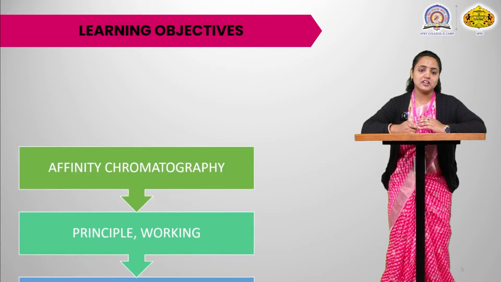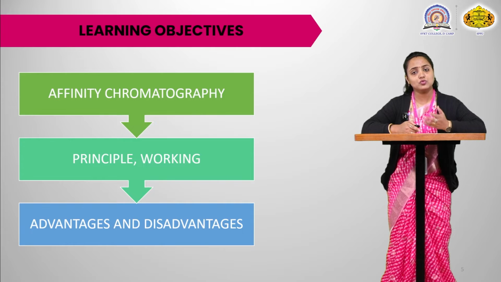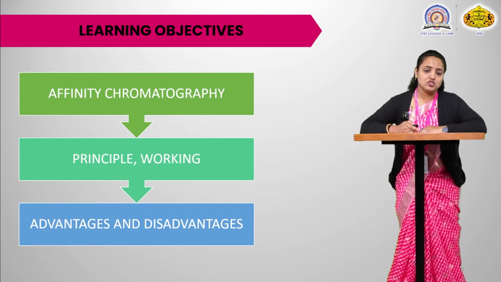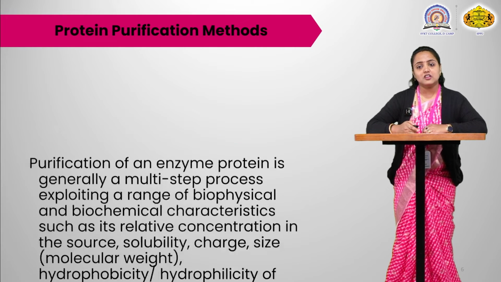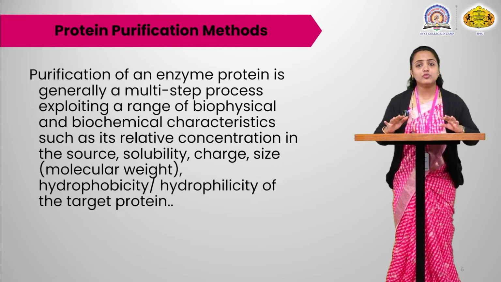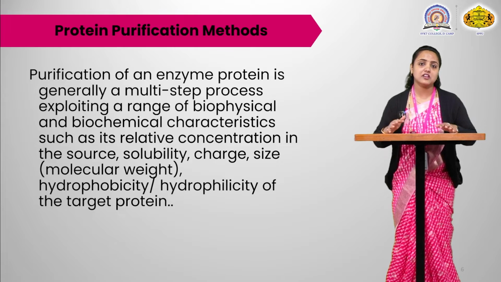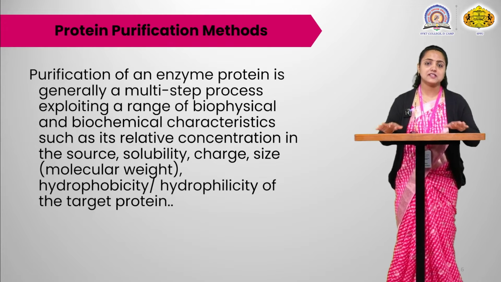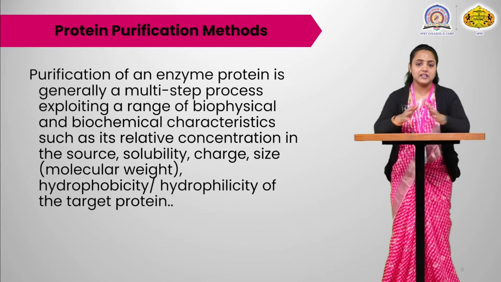So here the learning objectives are the affinity chromatography, which is a specific binding type of chromatography, such as the antibody antigen reaction or the enzyme substrate reaction. We are going to use that for enzyme purification, their principle, their working, their advantages and the disadvantages. For protein or enzyme purification from the crude, we have to choose a particular method on the basis of the physical or chemical properties of that particular protein or enzyme, and from that we are going to purify our enzyme or protein of interest.